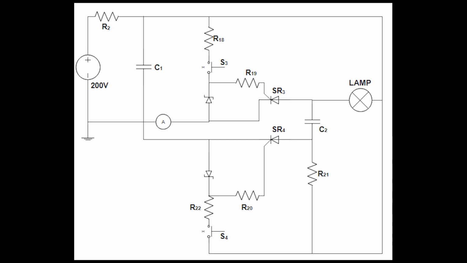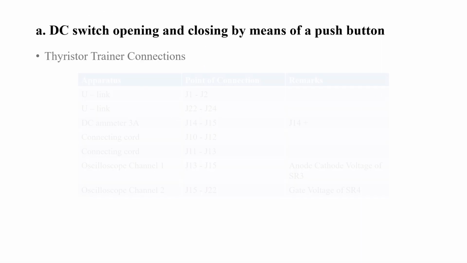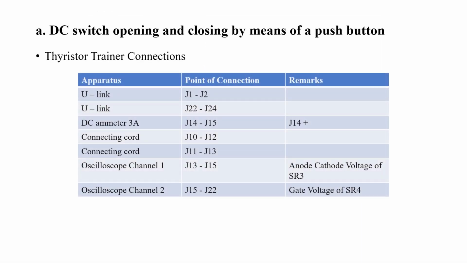Here you can see the actual circuit diagram. Then you have to connect the circuit as in this diagram. Then press the push button S3 and you will notice the lamp is lit up as thyristor SR3 starts to conduct current, because it was triggered when S3 was pressed. Now press the push button S4 and notice that the lamp turns off. Here in this part A, we are using a push button to initiate the current across the thyristor.